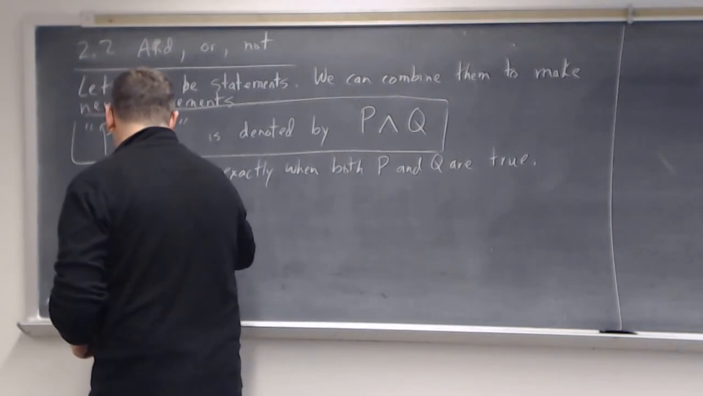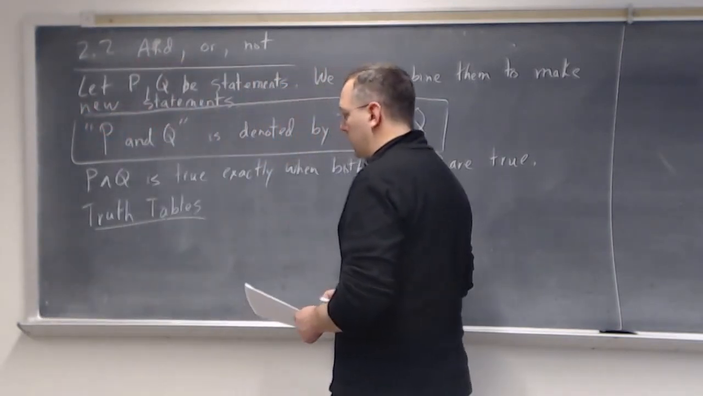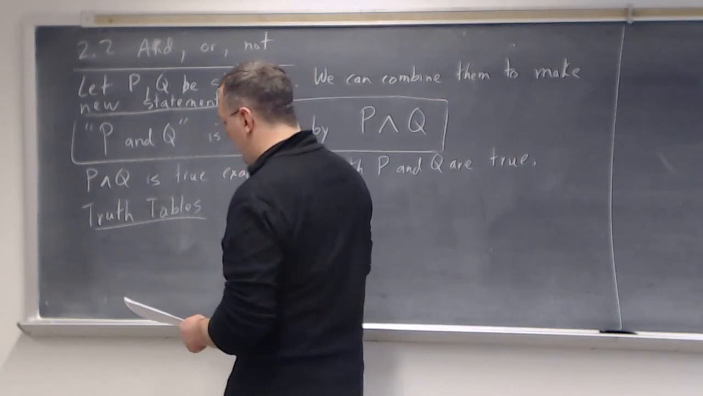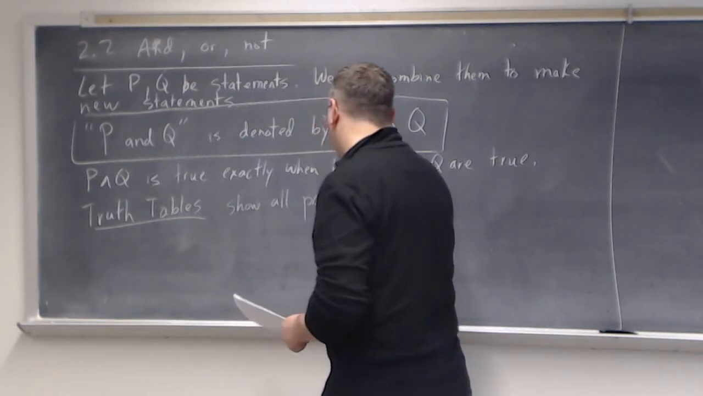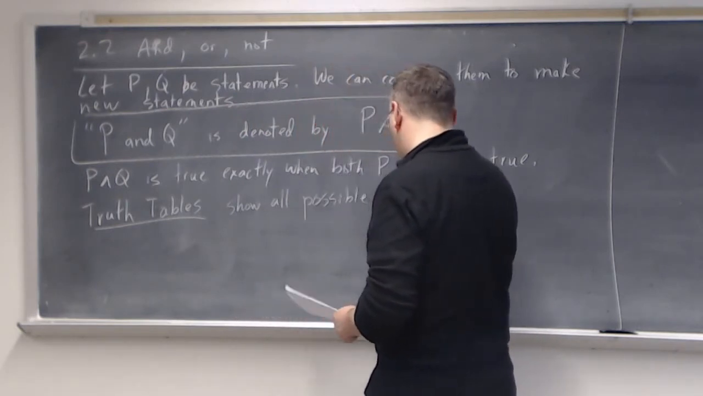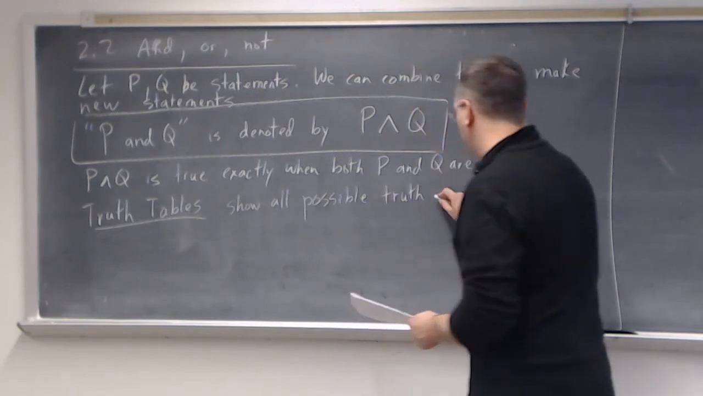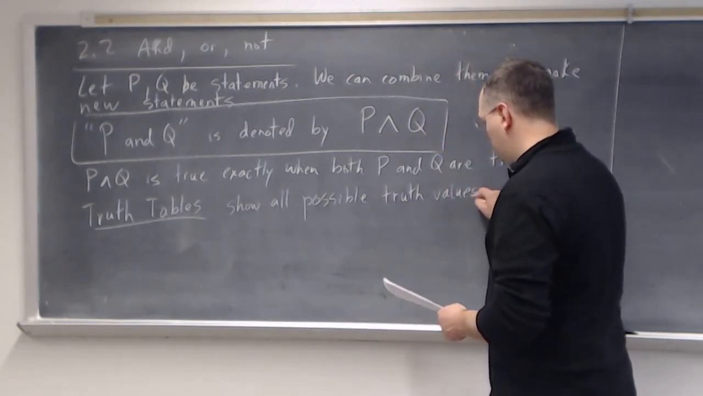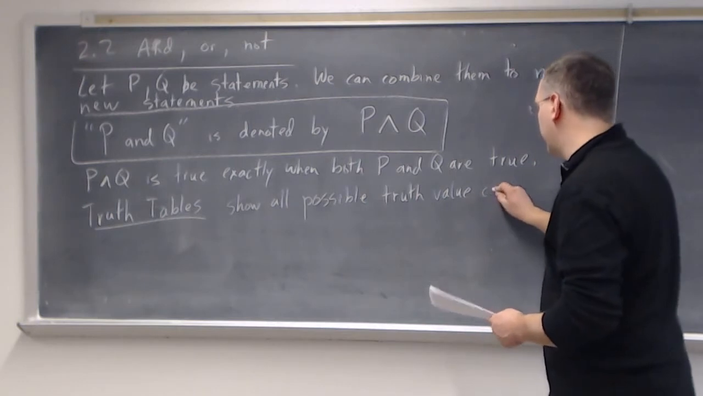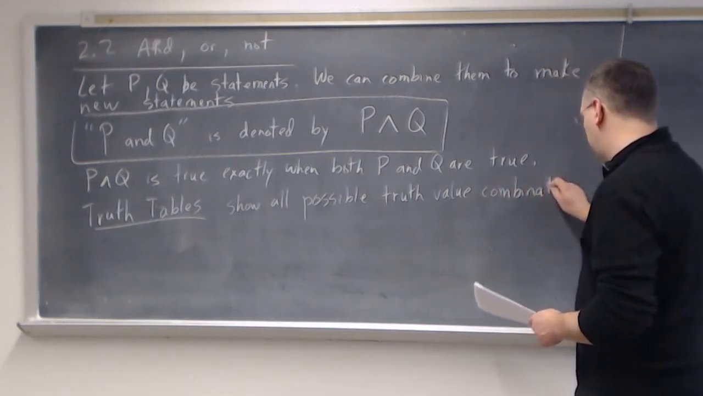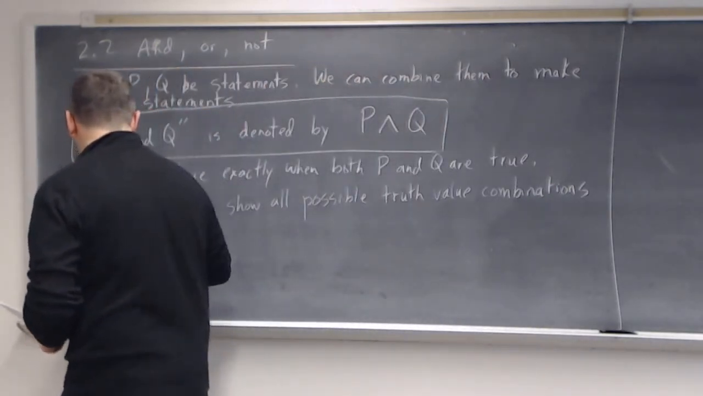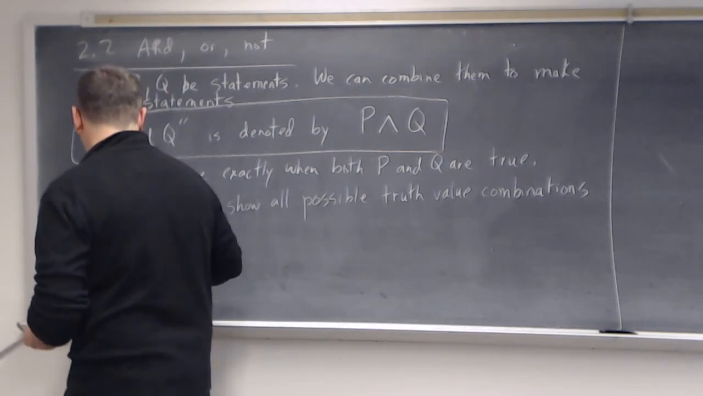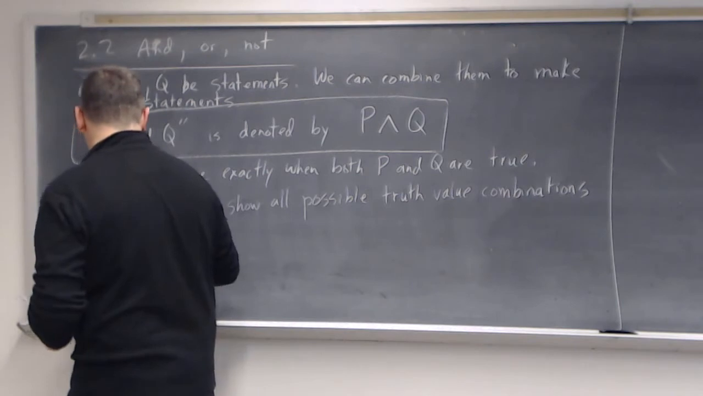We'll talk about truth tables throughout this section today. The truth tables show all possible truth value combinations for a statement.